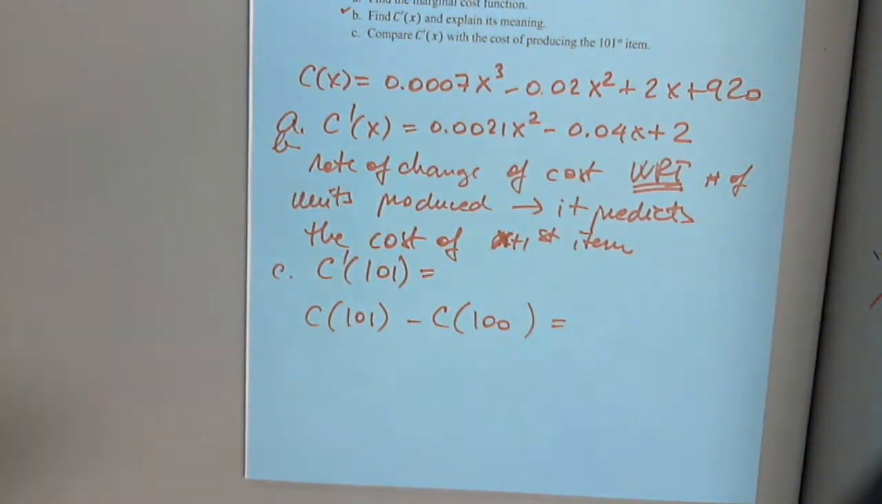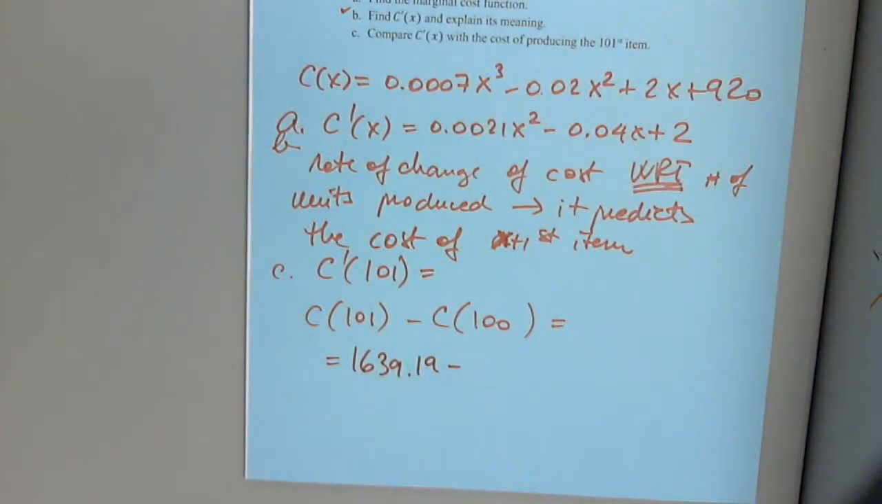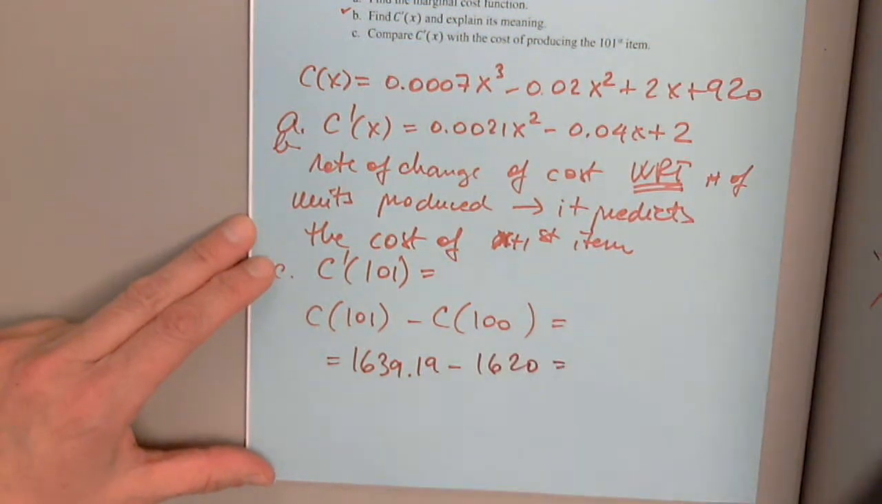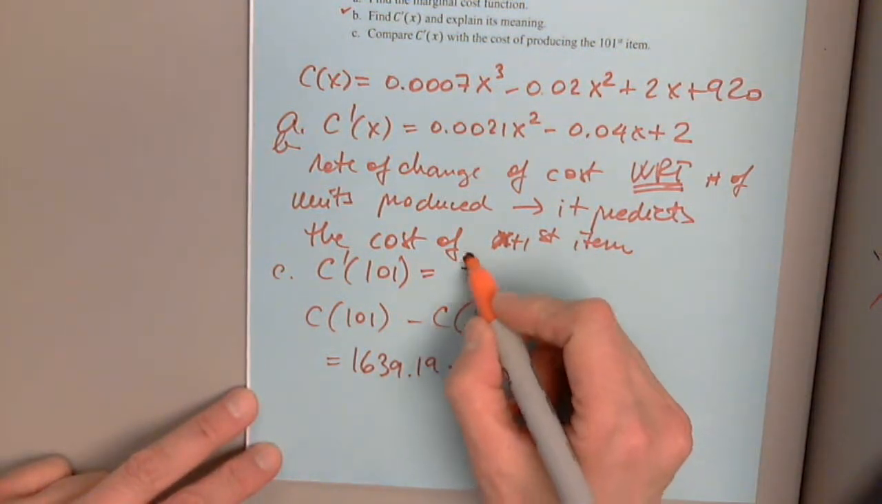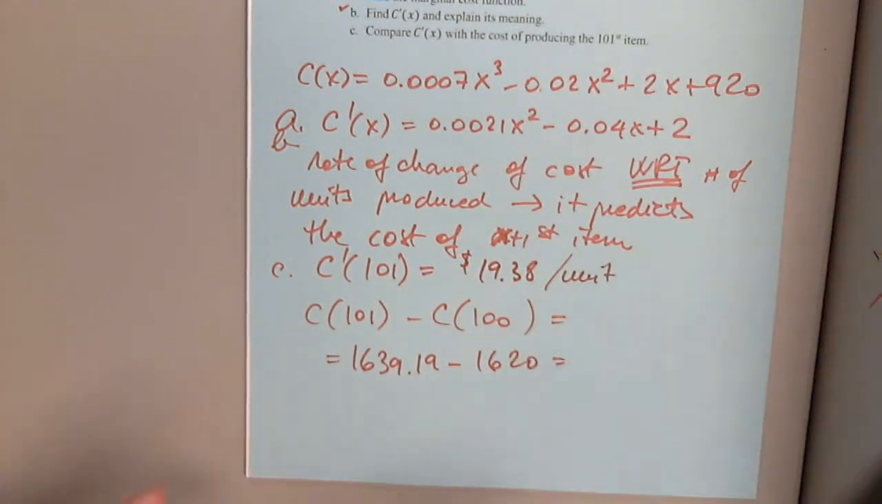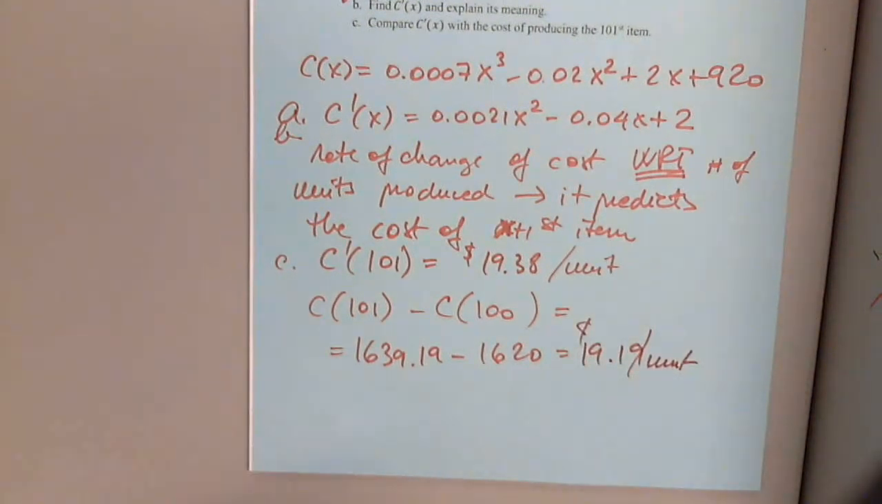So for C of 101, you should go back and highlight it and see what the number is, because it truncates, of course. So the cost of manufacturing the 101st unit, I will say, is 1639.19. The other one for 100 is 1620, and we'll find the difference in a second. And then we are interested in only this, 19.38 dollars per unit. Okay, so we got 19.19 dollars per unit. As expected, they're extremely close. 19.38 we get for the derivative, and the exact difference is 19.19.